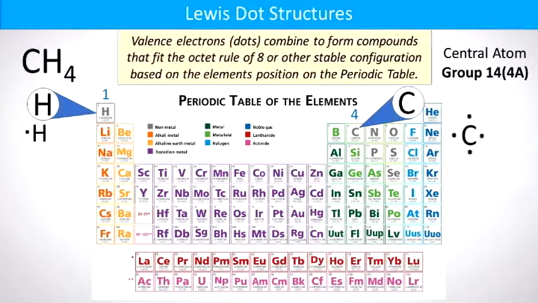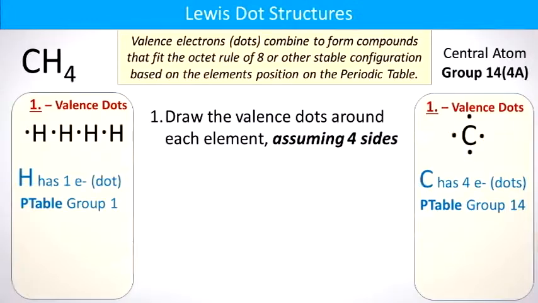We look at how these dots surround each of these elements. In the case of carbon, it completely surrounds them if we consider carbon to have 4 sides, and hydrogen has 1. And so the primary Lewis dots for carbon and hydrogen are shown here. So how do we draw these? Well, there are 3 rules that I'm going to teach you. 1, draw the valence dots around each element assuming 4 sides.